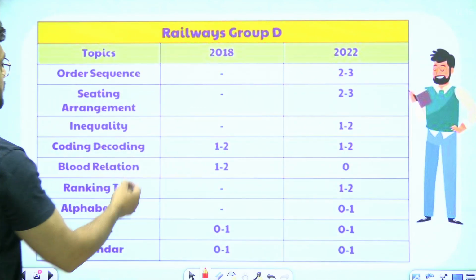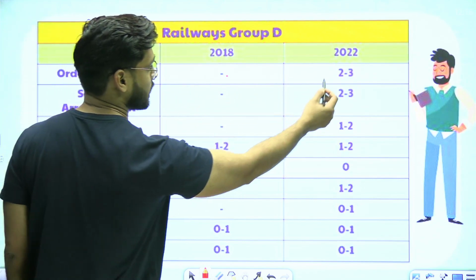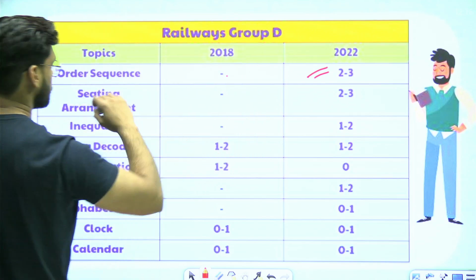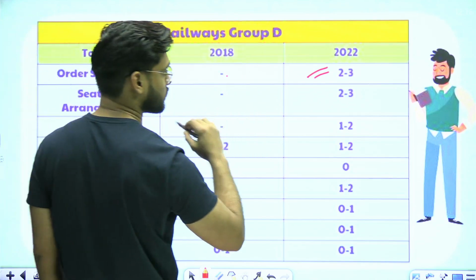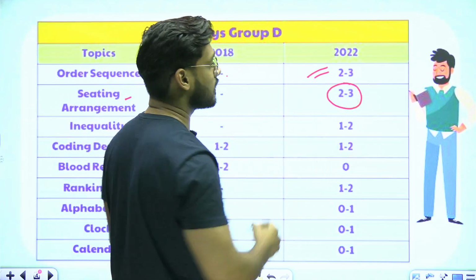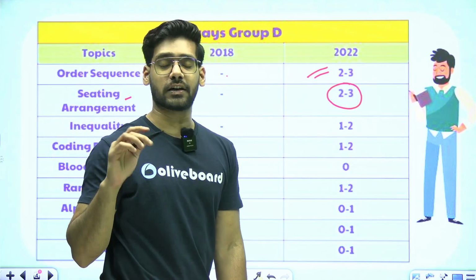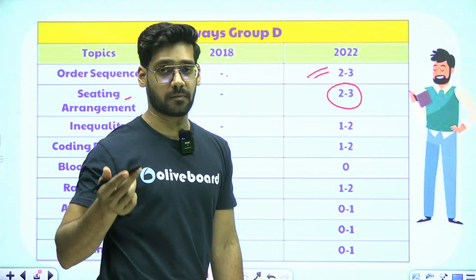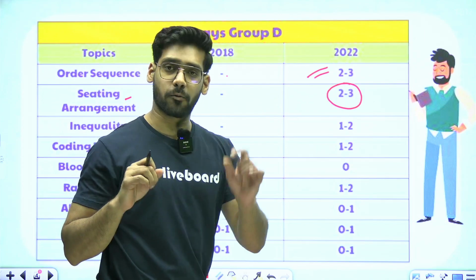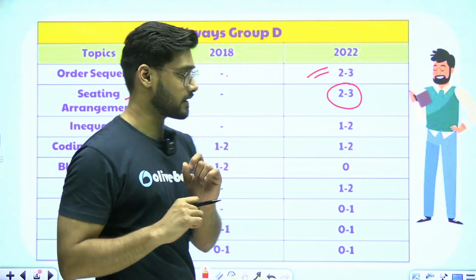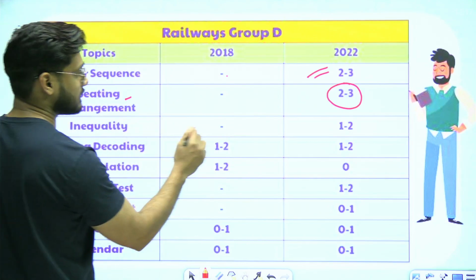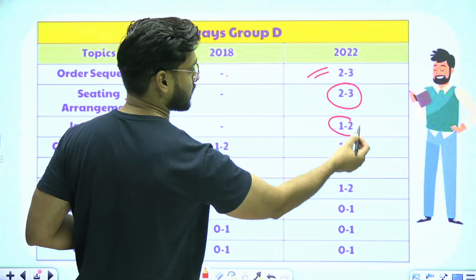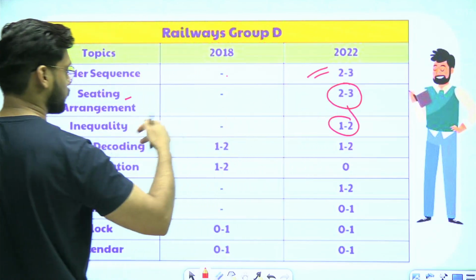Similarly, the order sequence, 0 questions, but 2 to 3 questions were asked in 2022. In sitting arrangement, 0 questions were asked, but the weightage of the sitting arrangement in 2022 increased from 2 to 3 marks. Puzzle and sitting arrangement both can come, or either one of the topics can come. In inequality, 0 questions were asked, but 1 to 2 questions were asked in 2022 because it was introduced as well.